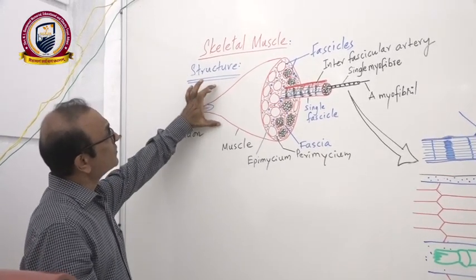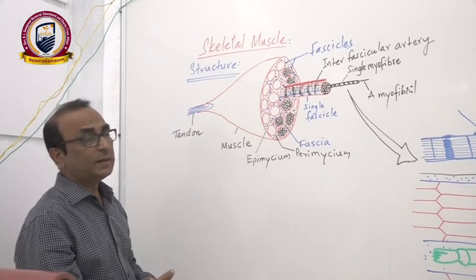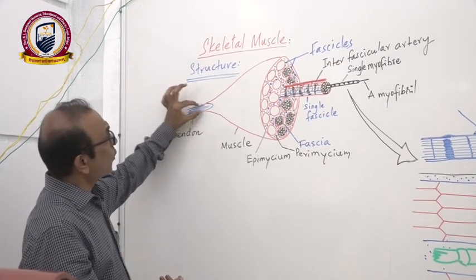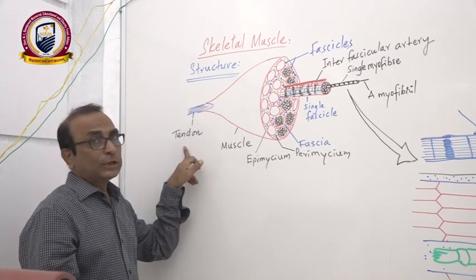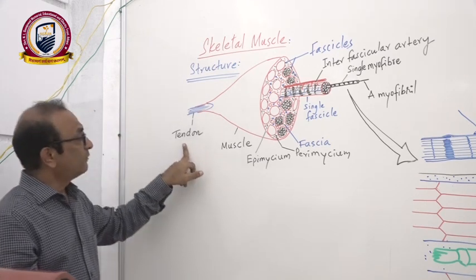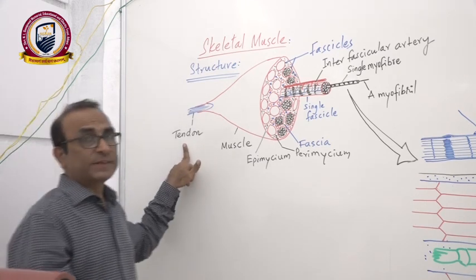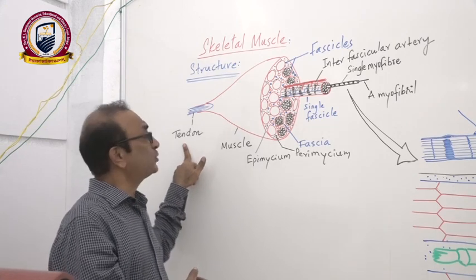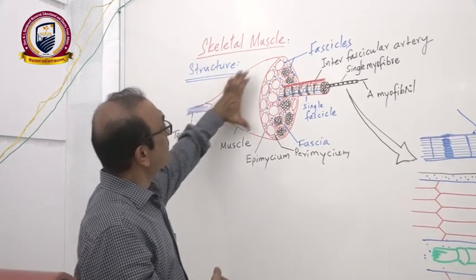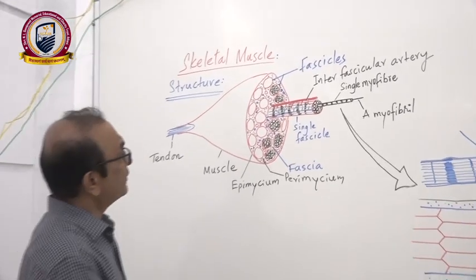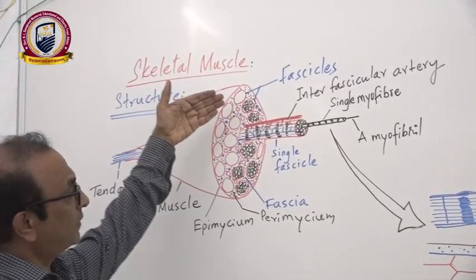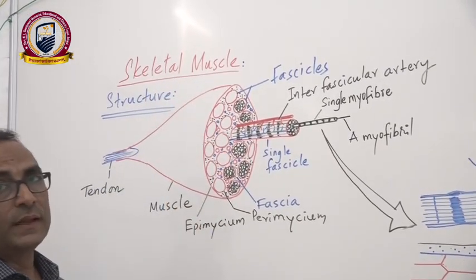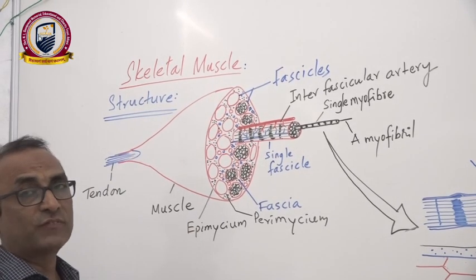Now this is the structure of a single skeletal muscle, which is attached to the bone by a connective tissue called tendon, which is a tough fibrous connective tissue. And then this is the muscle, cut in the middle, a section taken to see the interior of the muscle.